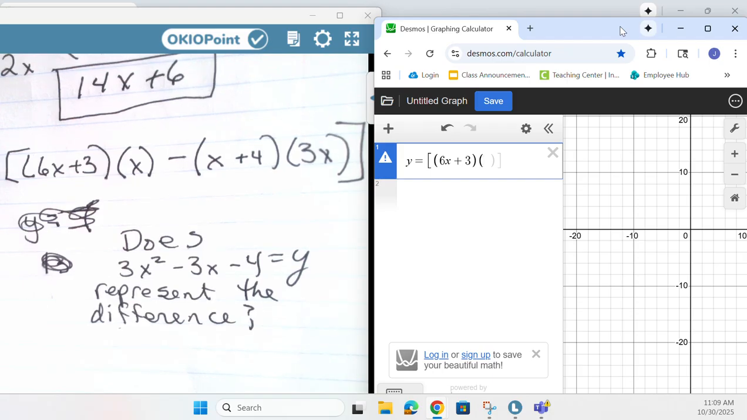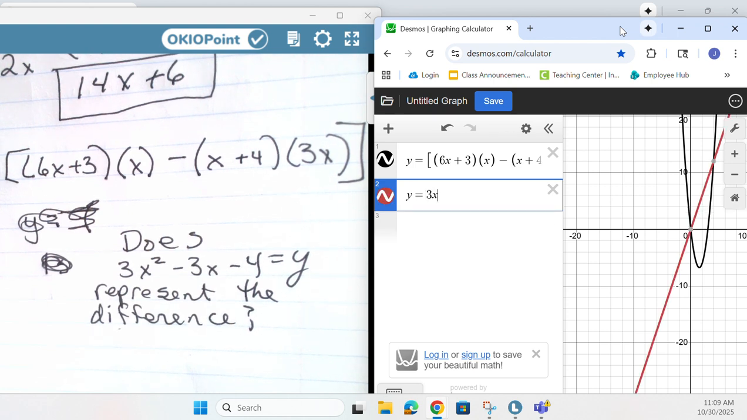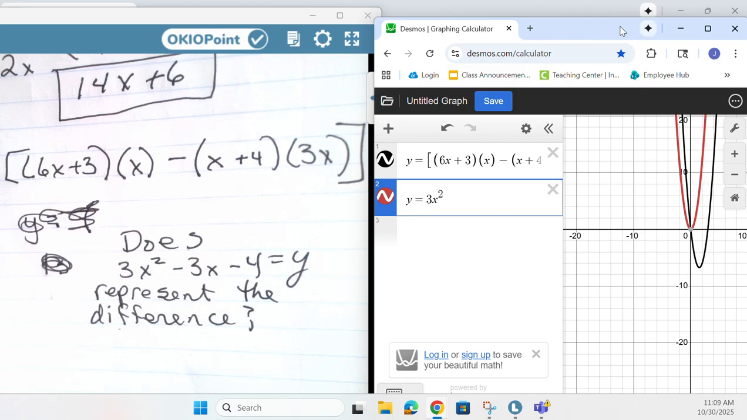Alright. Times x minus parentheses x plus 4 parentheses 3x bracket. There's the quadratic. Now you're going to put in the second one. Is 3x squared minus 3x minus 4. Is that the same? No. It is not the same. Therefore, that is not the correct answer.